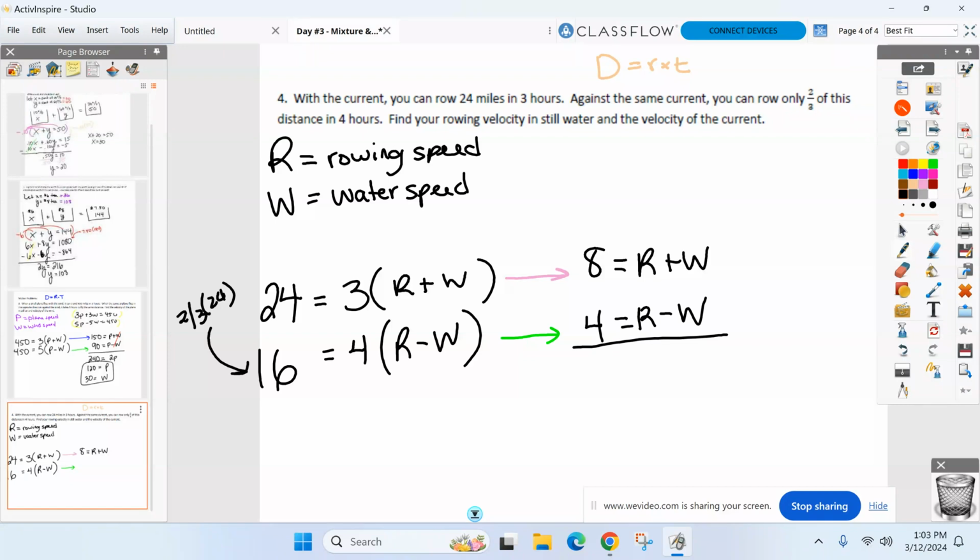And my fear is, though, you're going to leave it R. That's my fear. But you have 2 of them, so 2R. And then R equals 6. Plug it back into any one of the equations you built, and W will be 2. So you can row 6 miles an hour and the water's going 2 miles an hour.